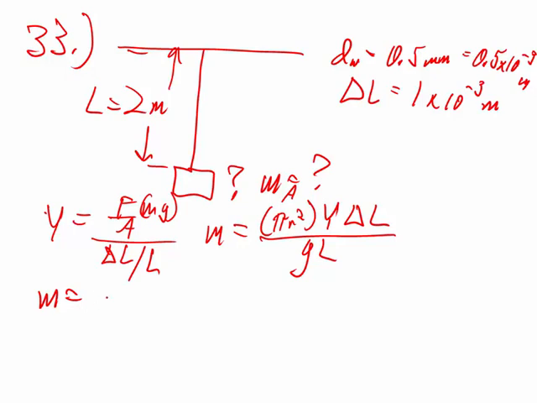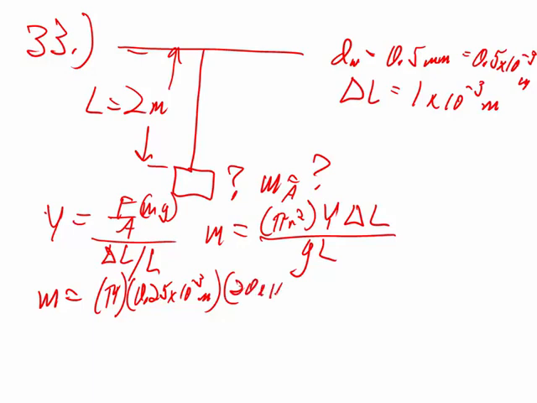So we got m is equal to pi times the radius. If the diameter is 0.5, then the radius is 0.25 times 10 to the negative third meters. Everything's got to be in meters. The Young's modulus, you have to look this up in the textbook. It's 20 times 10 to the 10th, and it's on page 255, table 8.1.